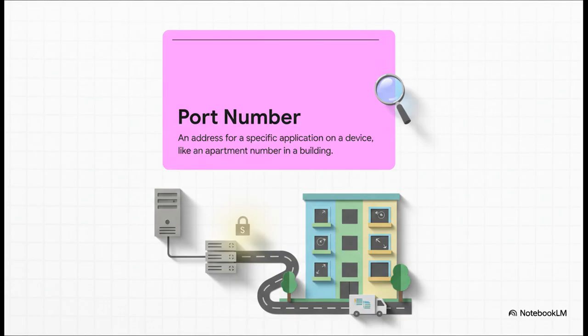For instance, when you go to a secure website, your browser is sending data to a very specific port on the server, port 443. That port is like the penthouse suite reserved exclusively for HTTPS traffic. It's this really elegant, beautifully simple addressing system that makes all of that multitasking, that multiplexing even work.